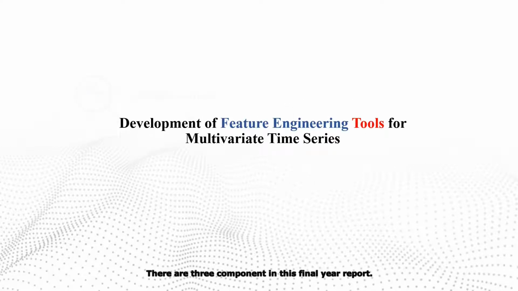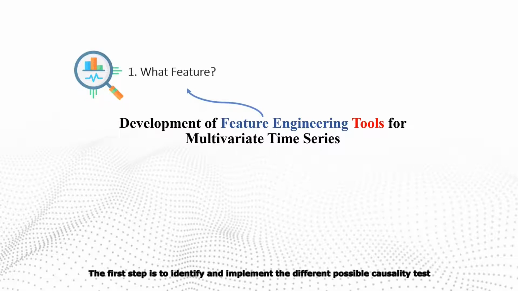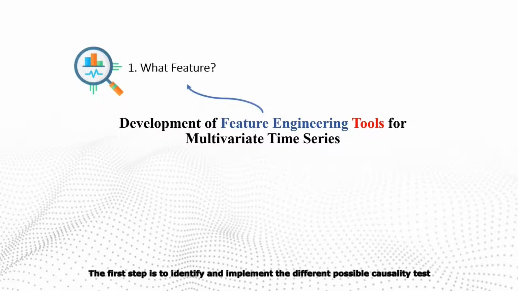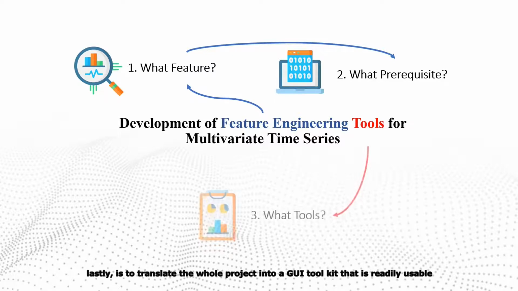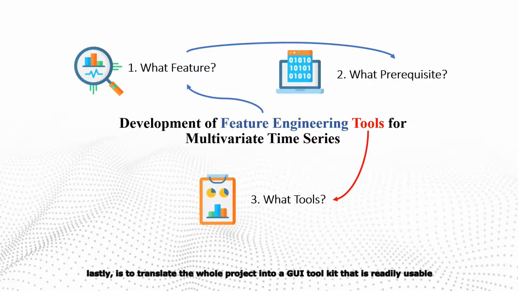There are three components in this final year report. The first step is to identify and implement the different possible causality tests. The second step is to identify the prerequisites that are required. This is because not all datasets are suitable to run the causality test. Lastly is to translate the whole project into a GUI toolkit that is readily usable.